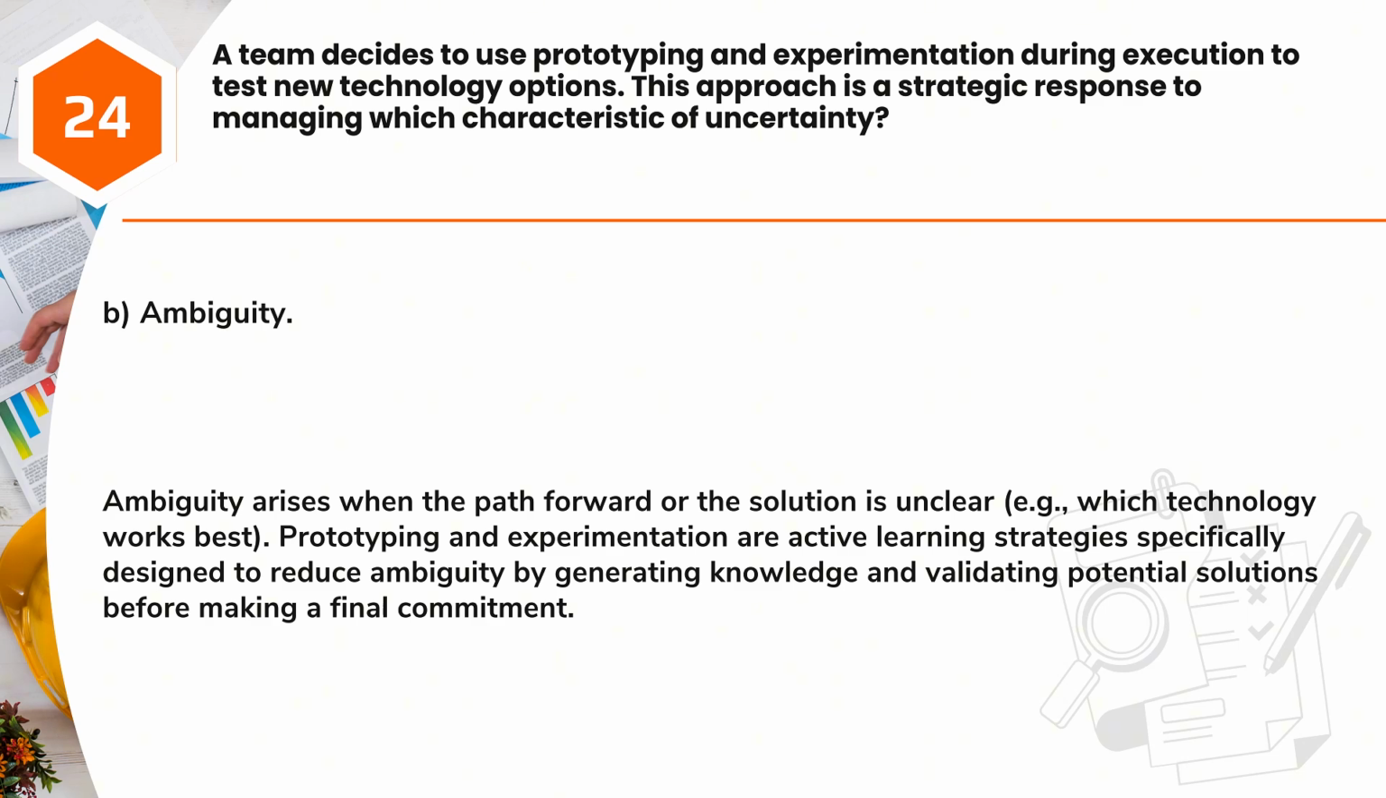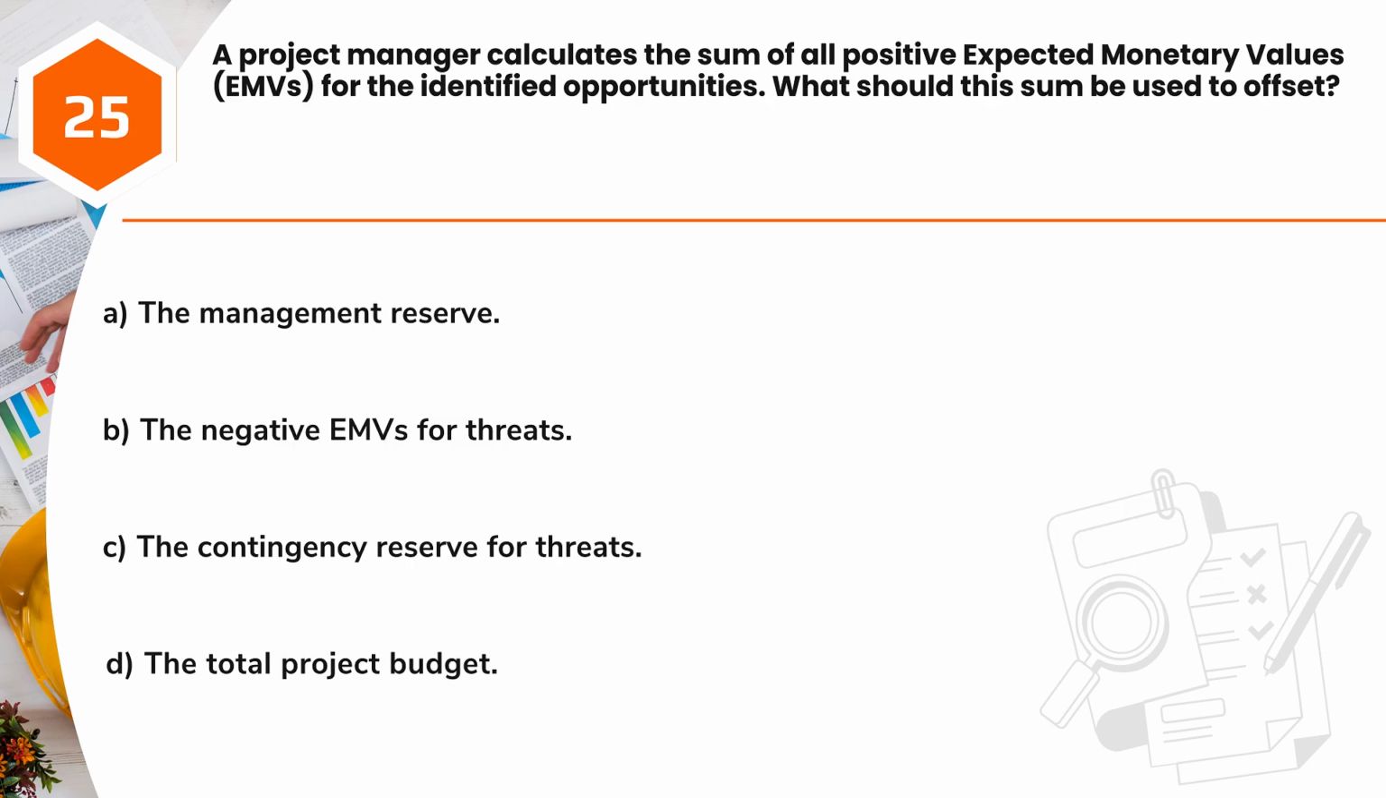Answer B. Ambiguity. Ambiguity arises when the path forward or the solution is unclear, e.g., which technology works best. Prototyping and experimentation are active learning strategies specifically designed to reduce ambiguity by generating knowledge and validating potential solutions before making a final commitment.